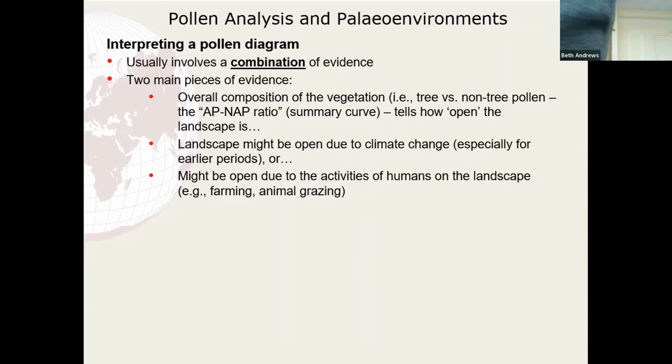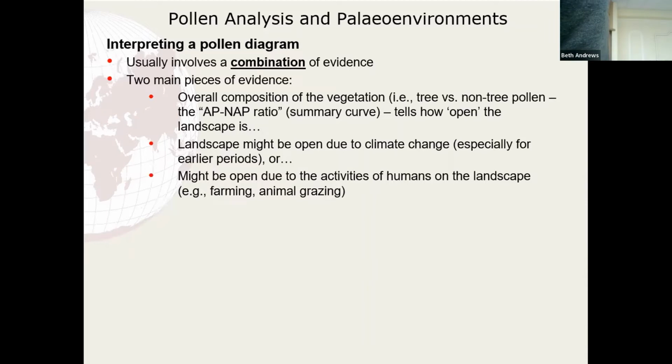There's two main pieces of evidence. One is looking at that summary curve, and that tells you how open the landscape is. So you can just look at the diagram and say, it's devoid of trees down here, it must be open, it's grassland. Or further up, lots of tree pollen, therefore it's a well-wooded environment.